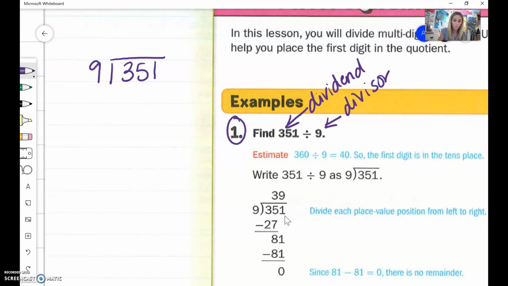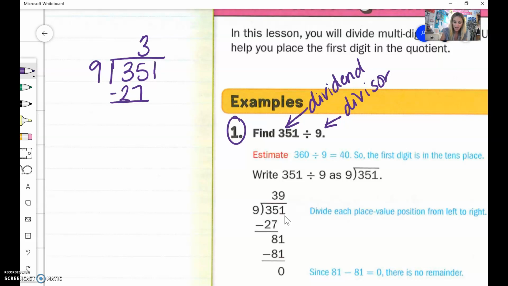Okay, so we're going to go ahead and divide this problem out. If I take a look at 3 in my dividend, can I make a group of 9? If I have 3 jelly beans, can I make a group of 9? No, I cannot. If I have 35 jelly beans, can I make groups of 9? Yes, I can. I can make 3 groups of 9. 3 times 9 is 27. And then I'm going to subtract.